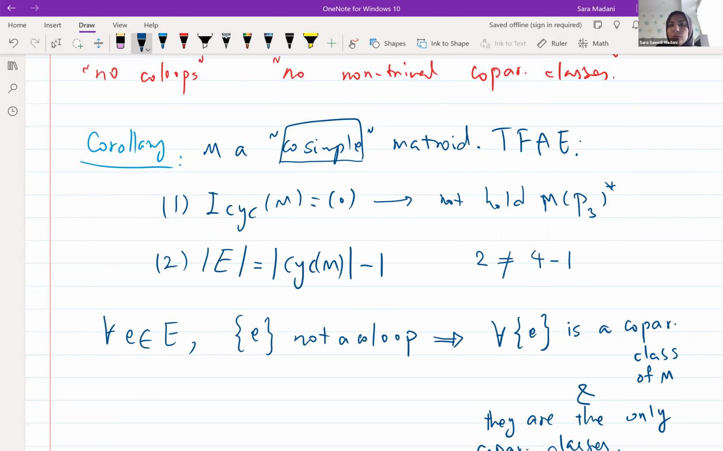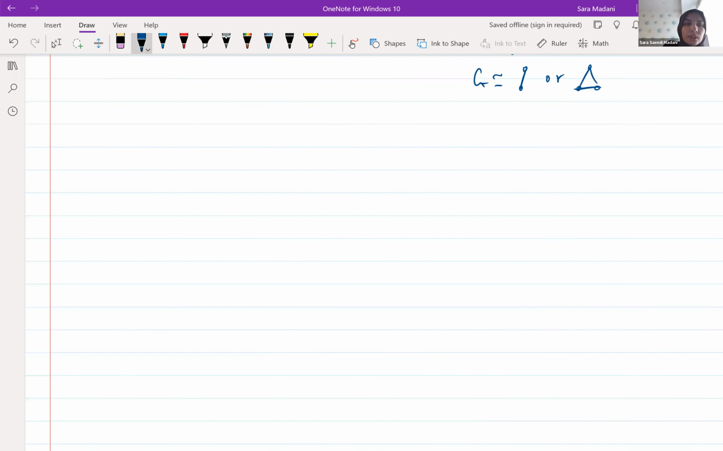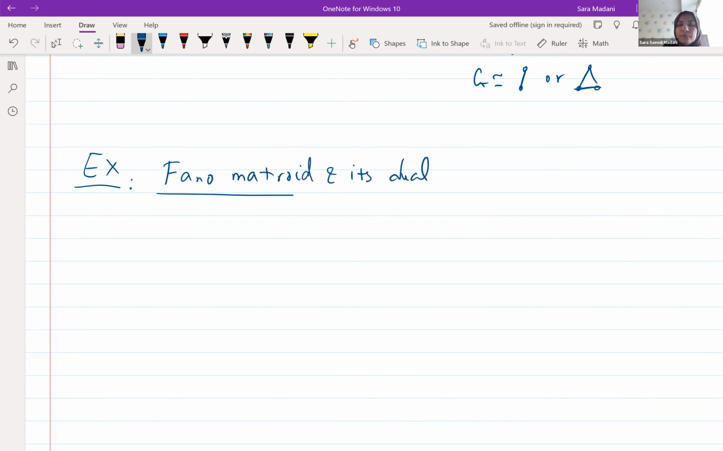And now I want to give you another example, not graphic or co-graphic. And this example is, again, one of the very famous examples in matroid theory, the Fano matroid and its dual, denoted by F7, and dual, of course, F7 star. I need always a ground set. And the ground set here is 1, 2, ..., 7.